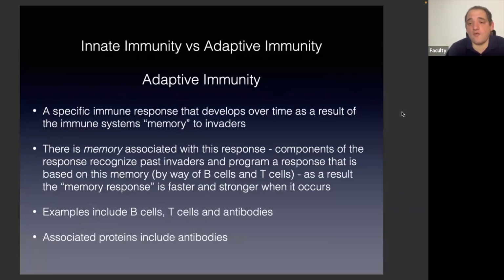Over time, over more interactions with that specific pathogen, adaptive immunity is going to kick in. The cells are going to recognize this invader. They're going to say, "Oh, wait, I dealt with this before." As a result, the response that your immune system creates is going to be a little bit stronger and a little bit quicker. So that's what I mean by memory.